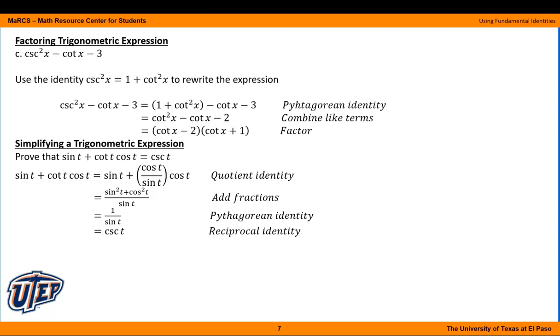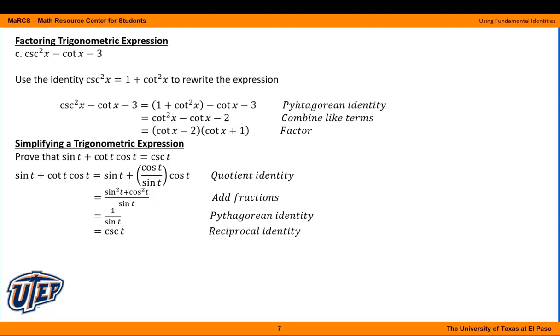Let's continue with another factoring example. This time we start with cosecant squared x minus cotangent x minus 3. The expression doesn't immediately appear factorable, so we first use a Pythagorean identity to rewrite cosecant squared x as 1 plus cotangent squared x. After simplifying, the expression becomes a quadratic in cotangent, which can then be factored.